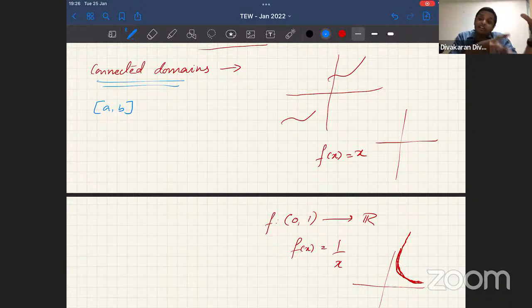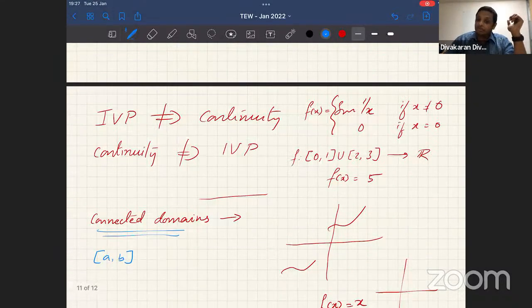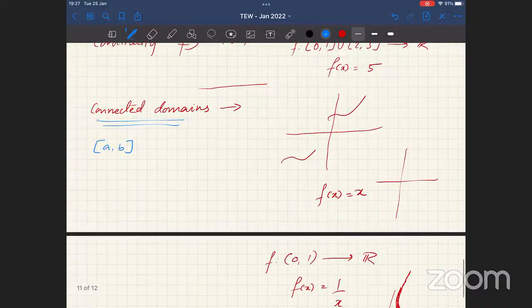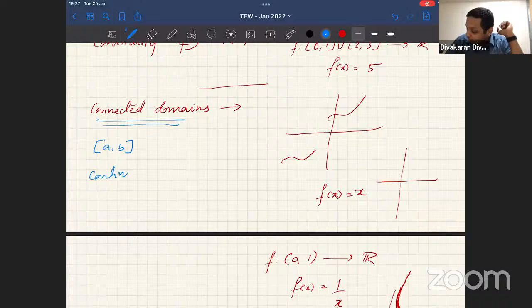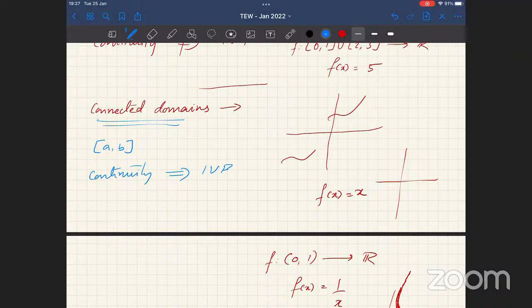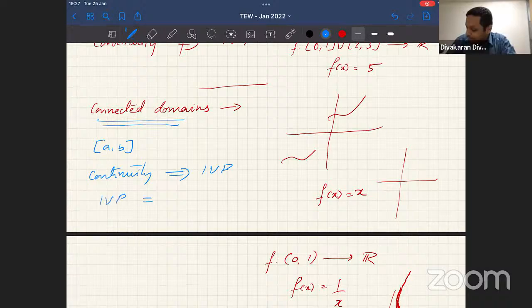Suppose we restrict our attention to these closed and bounded intervals, then what can we say about the relationship between IVP and continuity? Does IVP imply continuity? Does continuity imply IVP? Continuity implies IVP. In this restricted case, we know that continuity implies IVP. Does IVP imply continuity? No. IVP does not imply continuity. Can you give me an example to illustrate that IVP does not imply continuity?